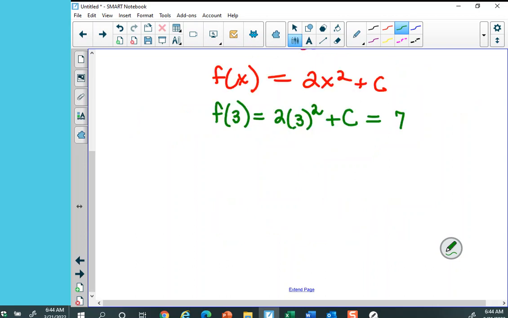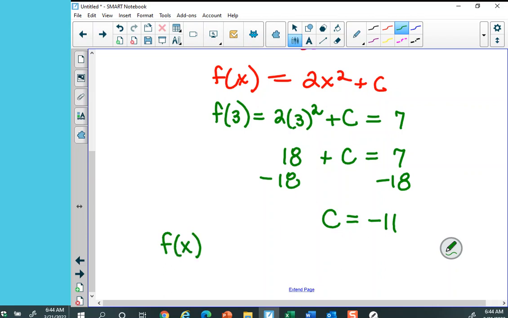Well, okay. I can do this, Aunt Sally, a little bit. 18 plus c equals 7. Subtract 18 from both sides. So c is negative 11.